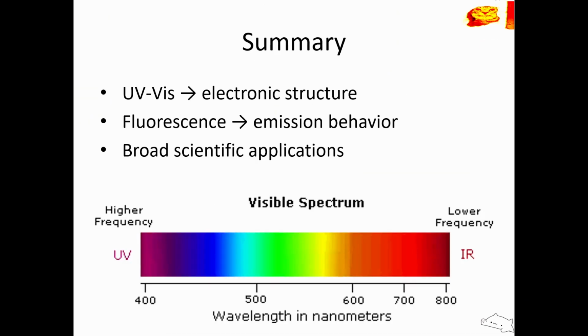Overall, UV-vis spectroscopy reveals electronic transitions in molecules, while fluorescence provides insight into how excited states relax. These techniques bridge quantum mechanics and real-world chemical analysis, which allows scientists to identify compounds, study their structures, and monitor environmental and industrial processes. Altogether, UV-vis and fluorescence remain essential tools across chemistry, biology, and environmental sciences and industry.